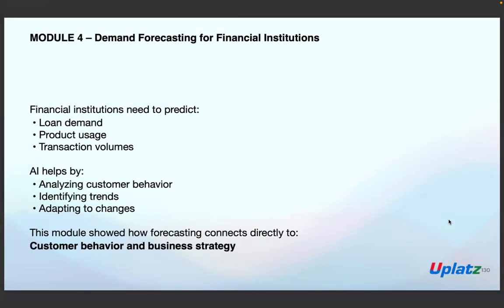The fourth module focused on demand forecasting for financial institutions. Financial institutions need to predict loan demand, product usage, and transaction volumes. AI helps by analyzing customer behavior, identifying trends, and adapting to changes. This module showed how forecasting connects directly to customer behavior and strategy.